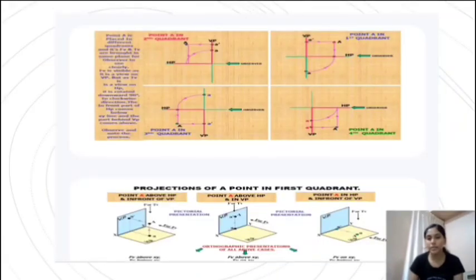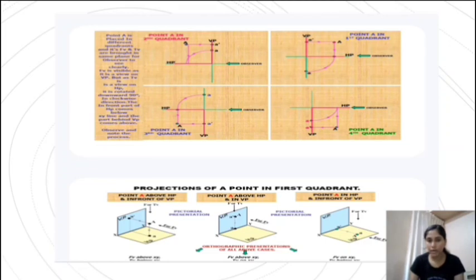Here in the first picture, a point A in first quadrant, the point is situated above HP in front of VP, so it refers to the first quadrant. When we observe, the top view lies on HP and the front view lies on VP. The horizontal plane is rotated 90 degrees in clockwise direction. So in the orthographic projections, we can see the front view above the XY line and the top view below the XY line.